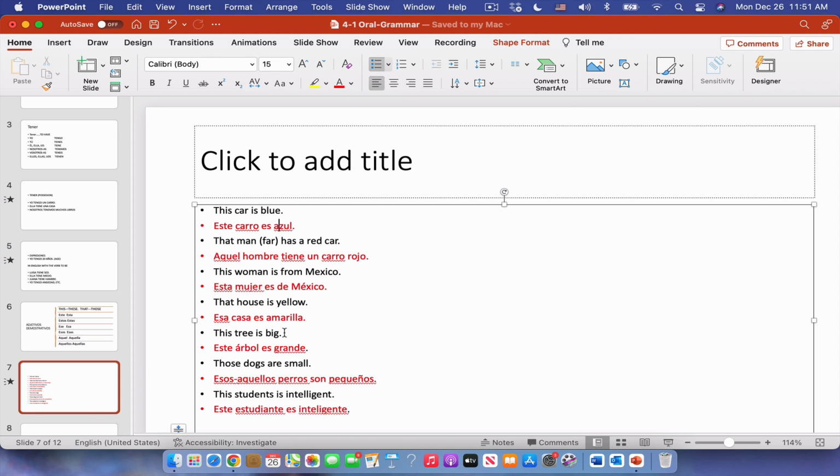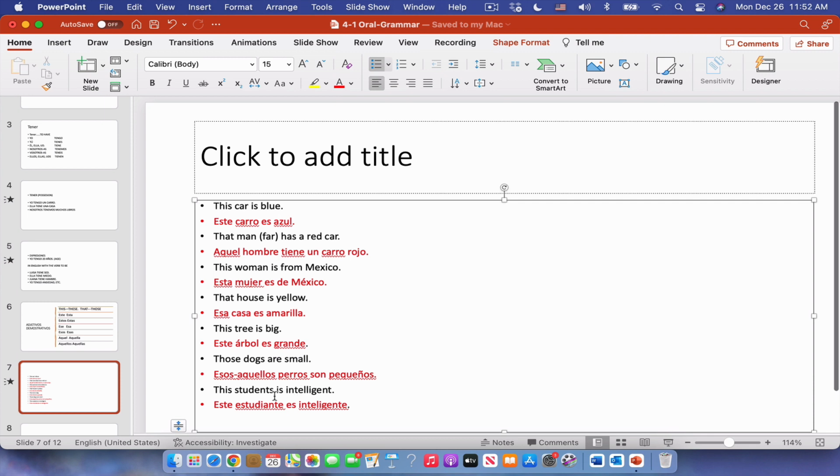This tree is big. This tree, I'm touching the tree. Este árbol es grande. Those dogs are small. Small, remember, is pequeño. In this case, it's plural, so it has to be pequeños. Those, esos o aquellos, depends if you refer to something that is more or less far, or something that is very far away. So if you say something that is in the context or not far from you, you will say esos. If it's far away, you will say aquellos. Aquellos perros son pequeños.